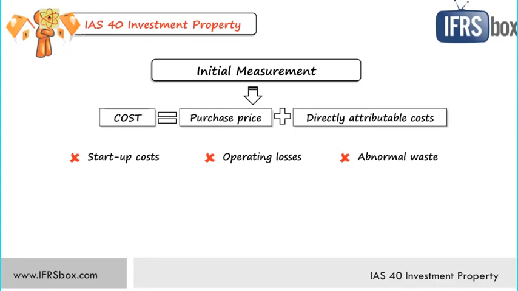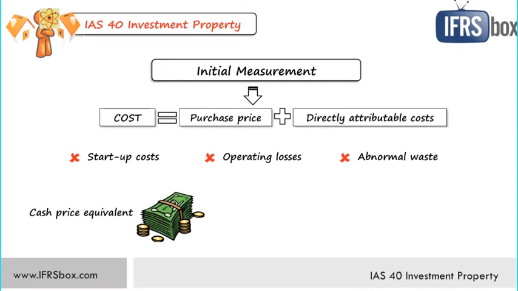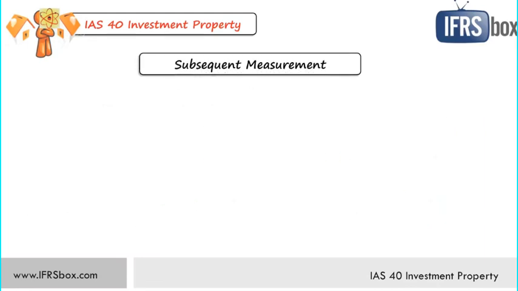Let me also tell you that the cost shall be measured at cash price equivalent. So if the payment for the investment property is deferred to some future point, then you need to discount it to the present value. How do we measure investment property subsequently, that is after the first reporting period?